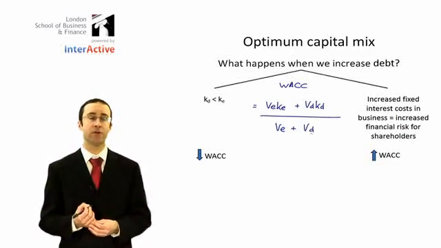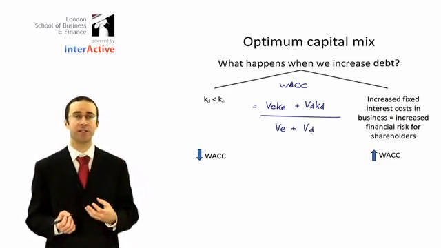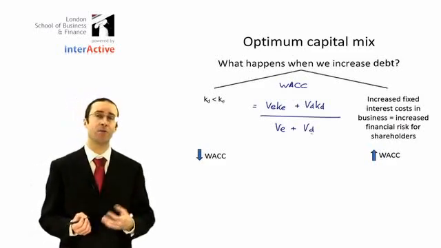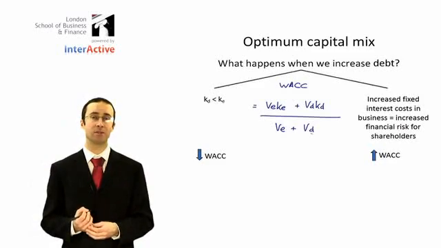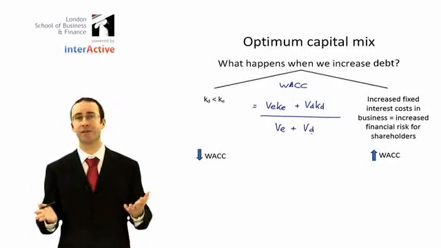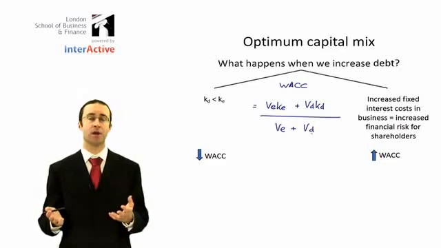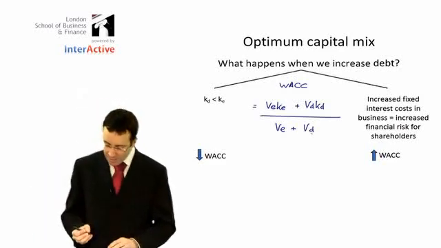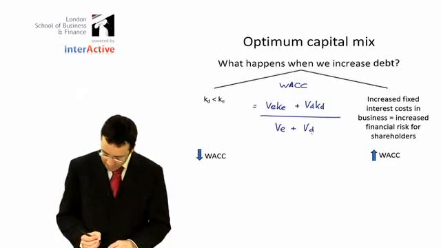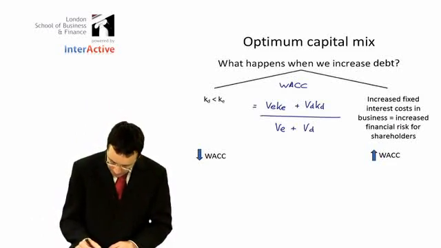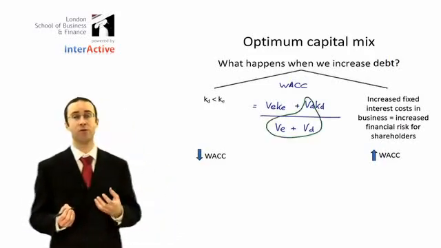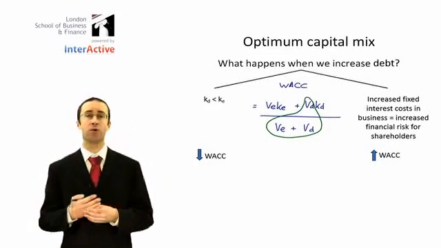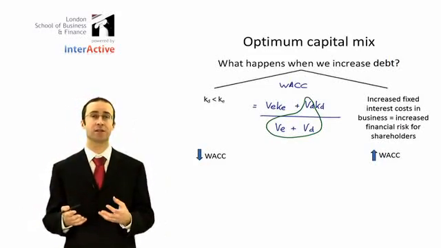Now, what we need to do is look at how changing the level of gearing will change the level of your weighted average cost of capital. And it's split into two ways. Think of it as a set of scales. What we're going to look at first is that if we take on more and more debt, then the weighting of that debt is going to skew more towards our cheaper cost of debt.